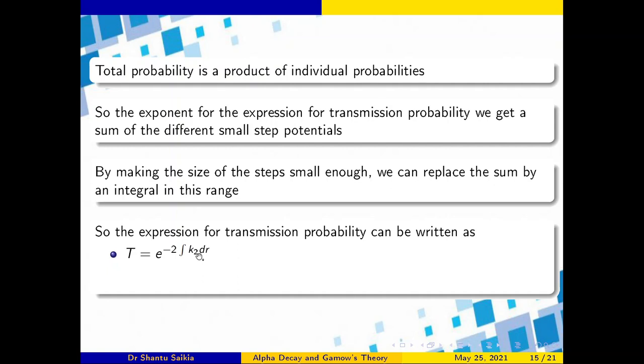Earlier, in the initial part of the problem, we considered a single step. Now we are considering that the actual potential is a sum of very small steps of width dr. So the transmission probability for that whole region can be represented by an integral. We can write T as exponential minus the integral, putting down the values of V and k2, in this form.